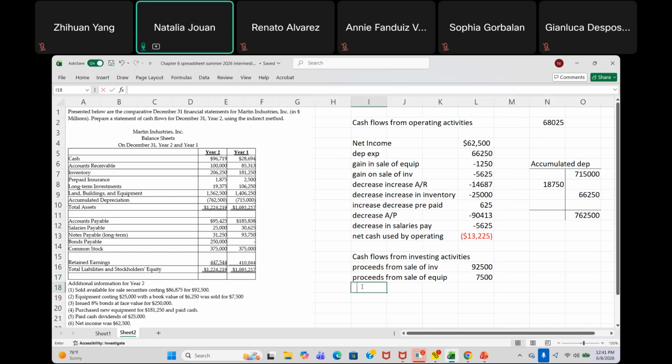Okay, purchase equipment for cash. This is gonna be a negative. It's an outflow of cash, 181,250. Okay. What else? Dividends. That's financing. That's it. So it looks like this is also cash used. Oh, net cash used in investing. Okay, let's see what we get.